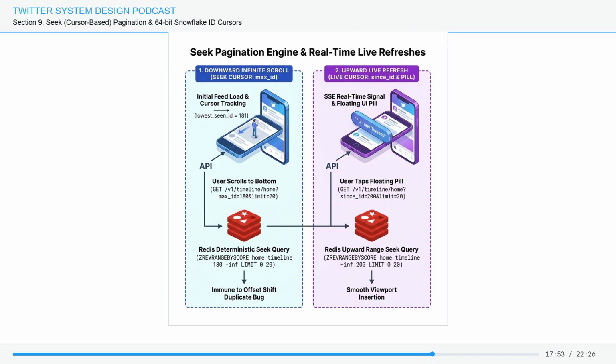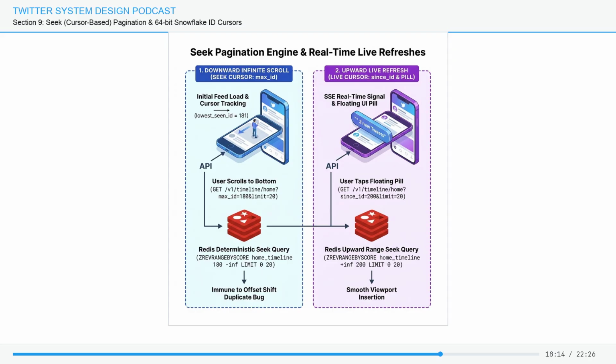What makes a Snowflake ID so special that it fixes the shifting page problem? A Snowflake ID isn't just a random number. It actually embeds an exact epoch timestamp directly into the ID integer itself. It means the ID is mathematically guaranteed to be strictly monotonically increasing, meaning a larger ID number guarantees the tweet was created more recently.